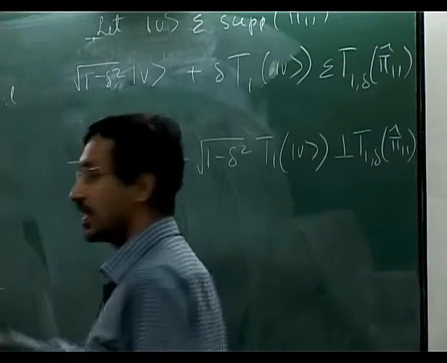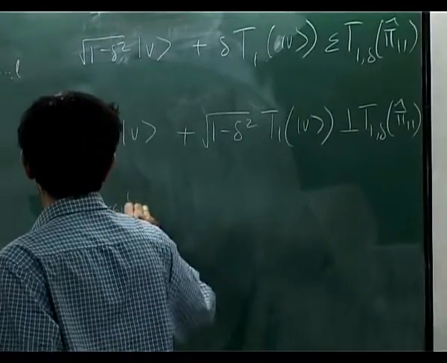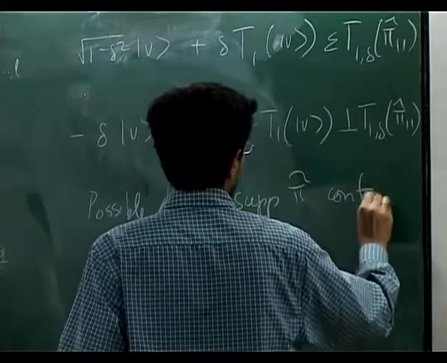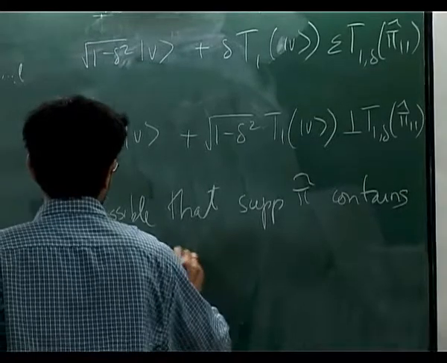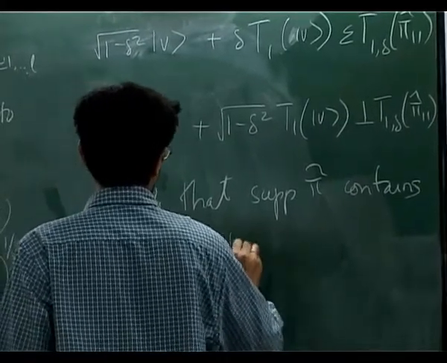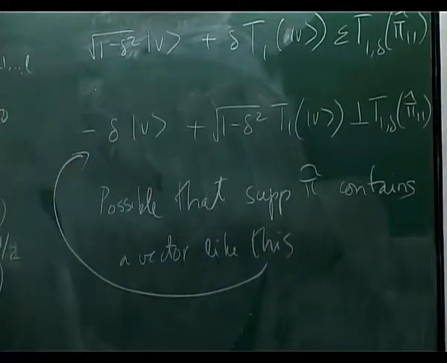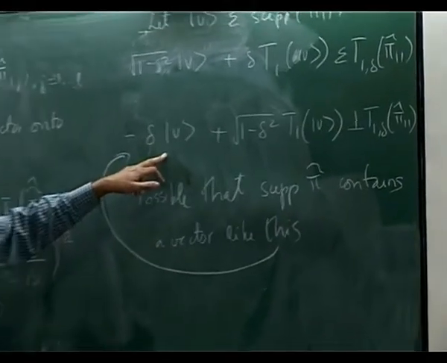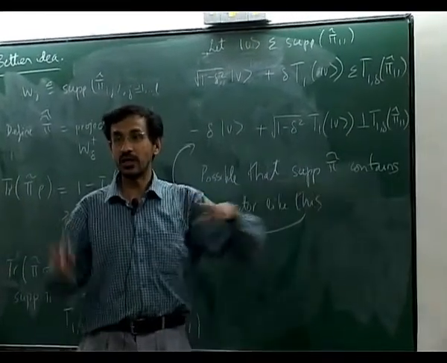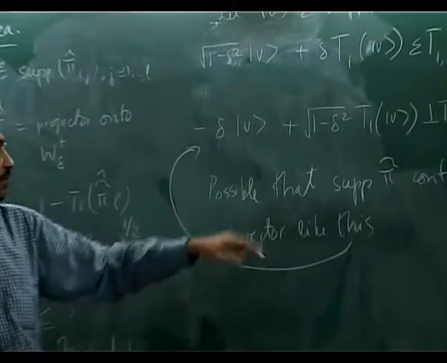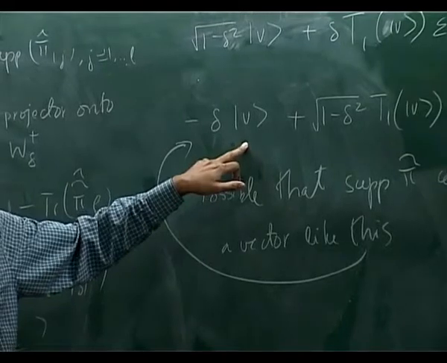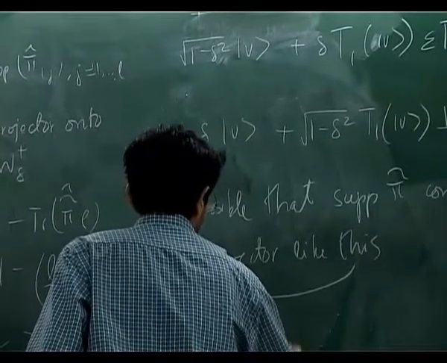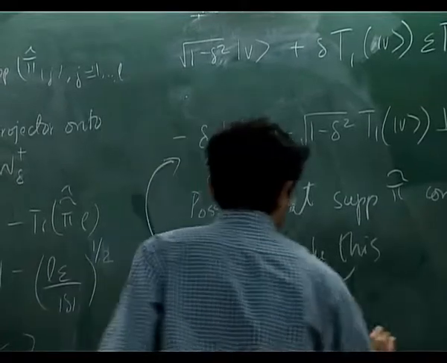So what I know is that the support of pi tilde is orthogonal to all these guys. And I've come up with an example of something that's orthogonal to the tilted version of pi 11 hat. So in the absence of further information, it's entirely possible that the support of pi tilde contains a vector like this. This is bad. Why is this bad? See, what do I know? I know that trace of pi 11 sigma 1 is very small.